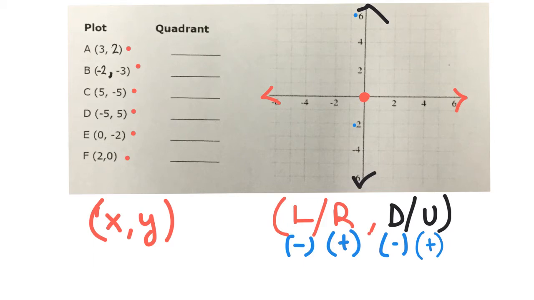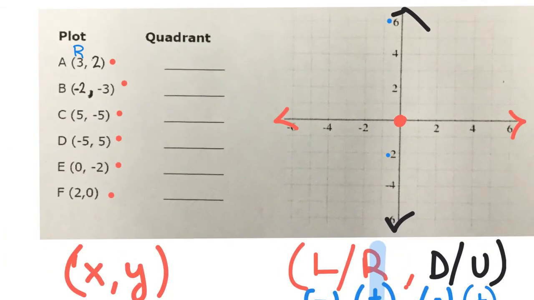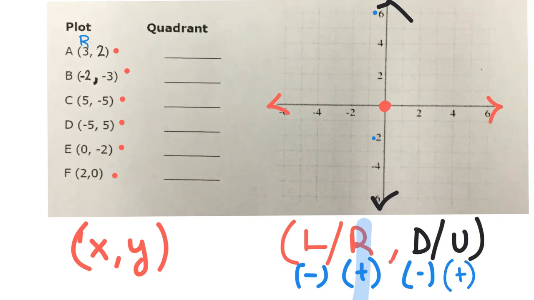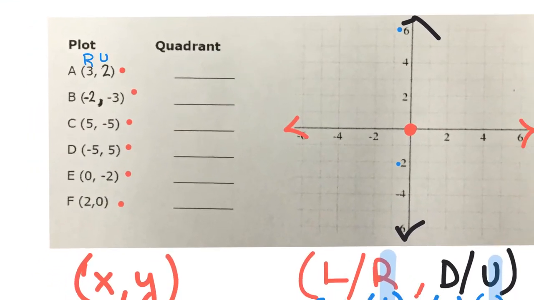So let's look at our first point. I have positive 3, positive 2. Well, I know a positive tells me to go right. So I'm going to put an R for positive 3. Positive 3 tells me I want to go right 3 times. Then I look and I have a positive 2, and it's positive, so that means I want to go up 2 times. So starting at my origin, I need to go right 1, 2, 3 times, and then I go up 1, 2 times, and here I am at point A. So I've decoded my little directions.